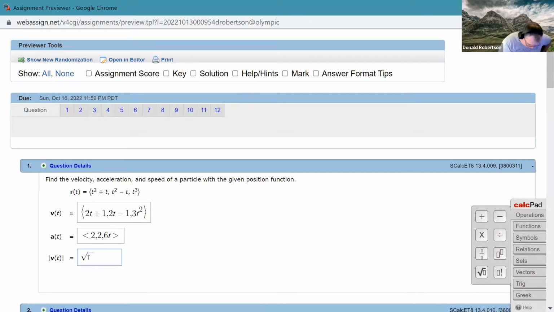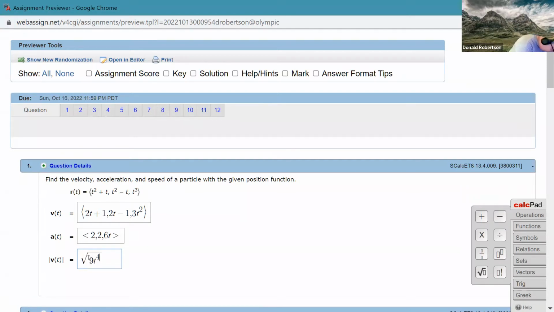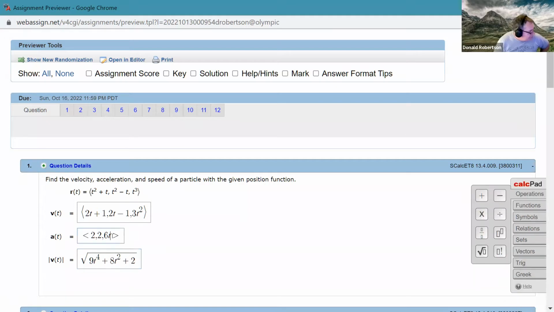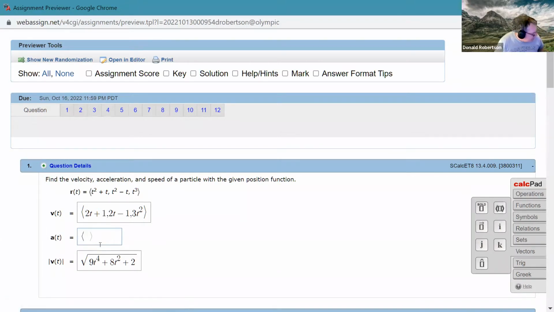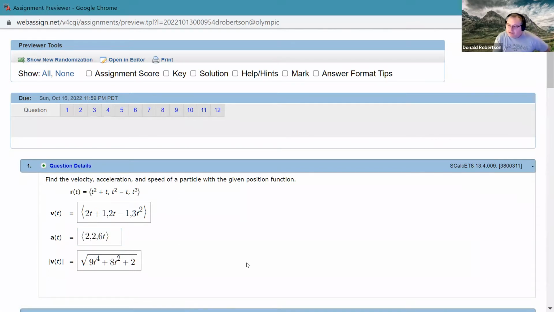You type in the square root, and then you just put in 9t to the 4 plus 8t squared and plus 2. So that guy there, let's get rid of the ones that don't work. Hit the vector button, put that one in. There you go. That's how it should look when you're doing your homework for this question.